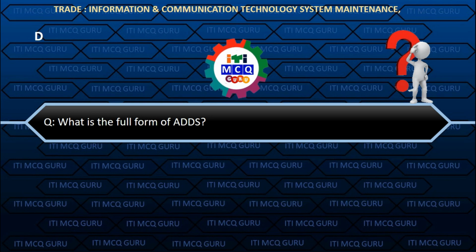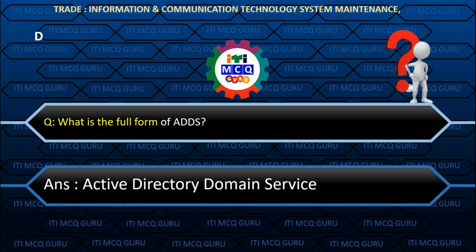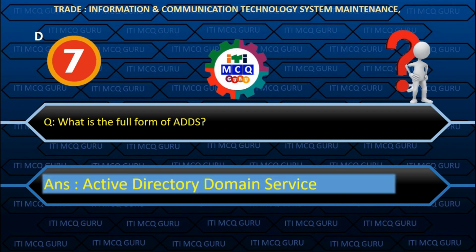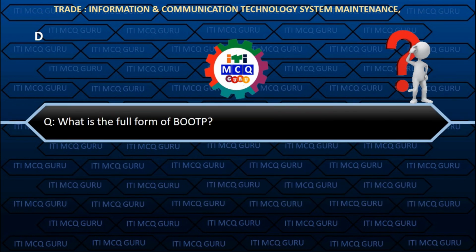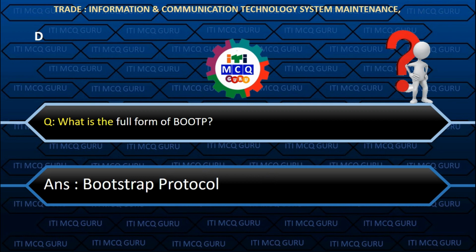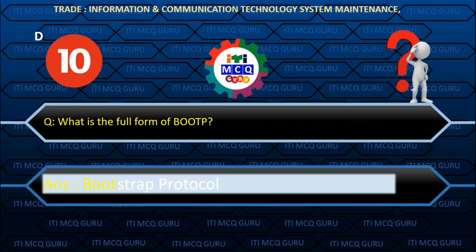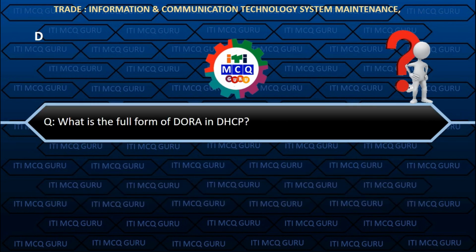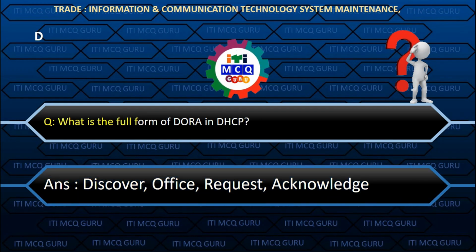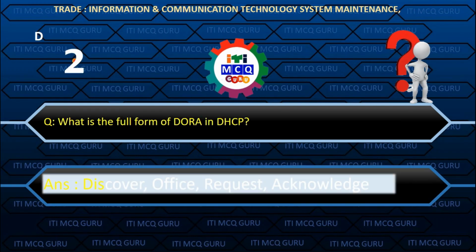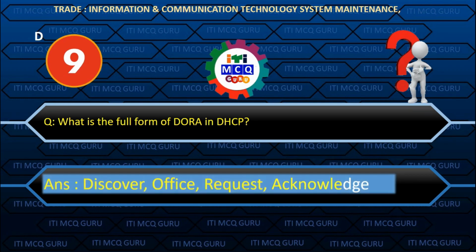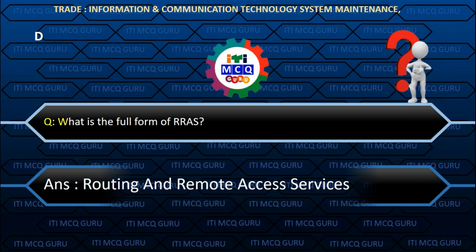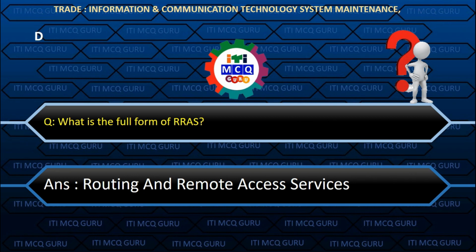What is the full form of ADDS? Answer is Active Directory Domain Service. What is the full form of BOOTP? Answer is Bootstrap Protocol. What is the full form of DORA in DHCP? Answer is Discovery, Offer, Request, Acknowledge. What is the full form of RRAS? Answer is Routing and Remote Access Service.